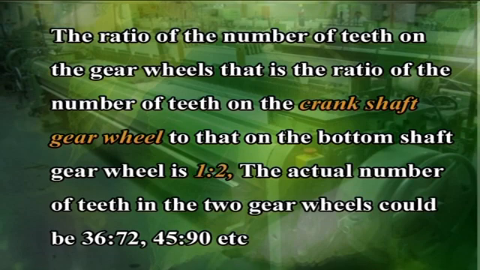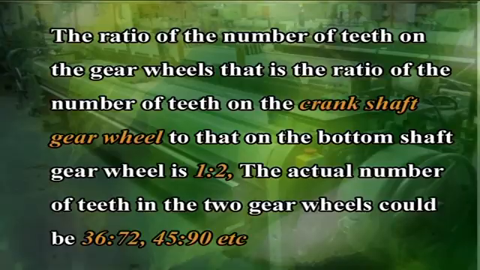The actual number of teeth in the two gear wheels could be 36:72, 45:90, etc. Since the ratio of the number of teeth on the gear wheels is 1:2, the ratio of the speed of the crankshaft and the bottom shaft will be 2:1. If the crankshaft has a speed of 50 RPM, the bottom shaft will have a speed of 25 RPM.